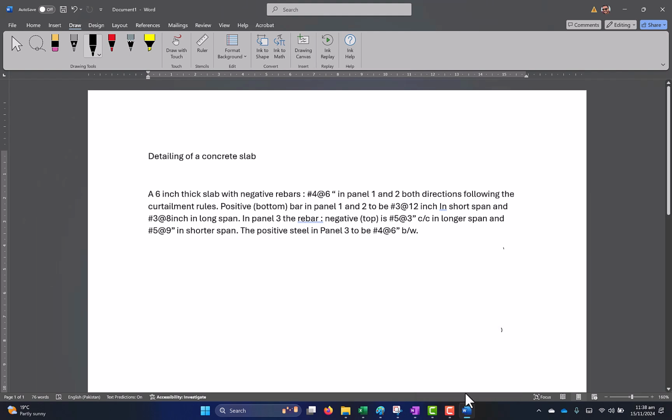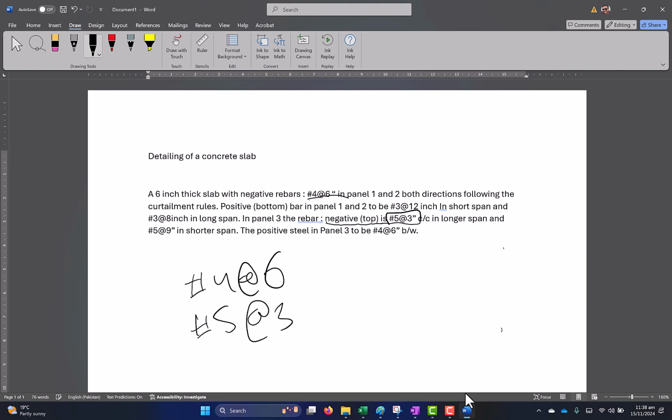Papers and pencils. So the next part of the question is that एक जो नेगेटिव बार है पैनल 3 में, वो है नंबर 5 at 3. If you ask me, I don't go panel wise. I always like to go negative first and positive later. ठीक है? मुझे नेगेटिव बार्स लगाना पहले पसंद है, पॉजिटिव मैं बाद में लगाता हूँ. So I would probably, for you guys, I would go, अच्छा यार पैनल 1 और 2 में नेगेटिव जो है नंबर 4 at 6 है, और पैनल 3 में जो है वो नंबर 5 at 3 है. ज्यादा स्टील कौन सा है?